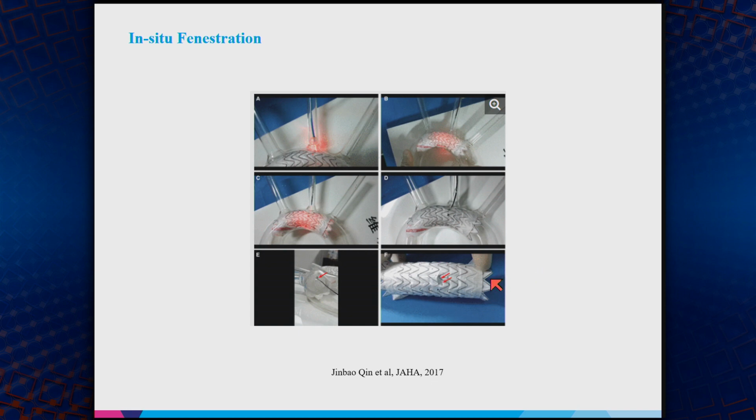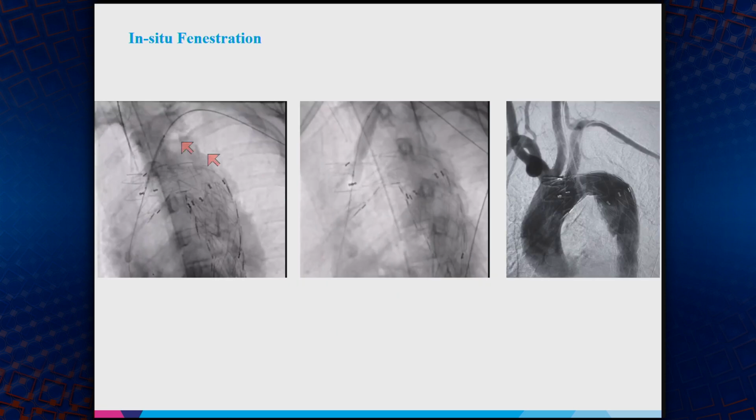This is clearly off-label, and one of the ways this is done is basically a laser fiber is put right up against the graft and used to perforate a hole in the graft in order to create a fenestration through the graft material. Here they've actually already lasered through the graft, and they're now deploying a stent in order to get that seal. So that is a definitely off-label option, but does avoid that gutter problem.